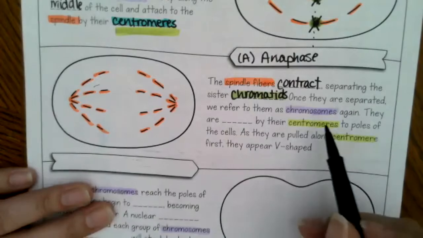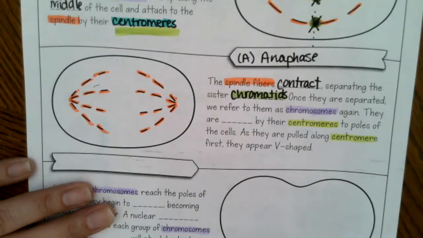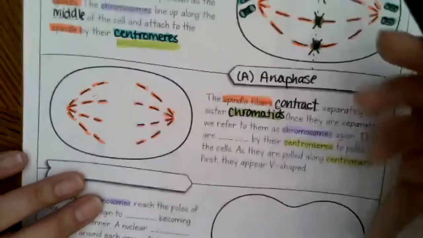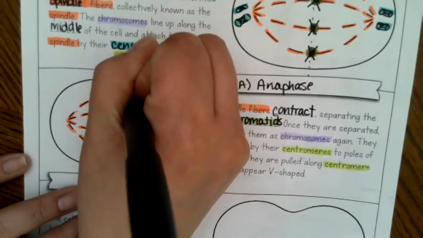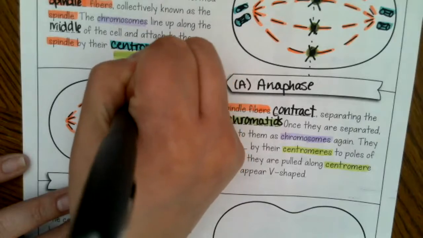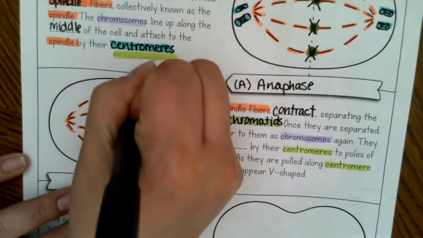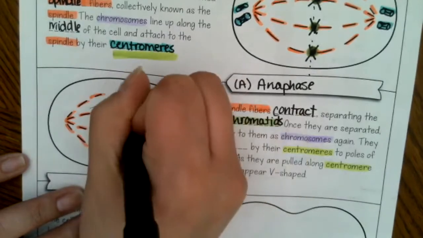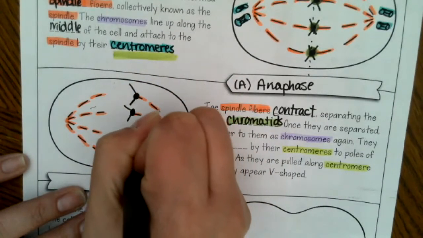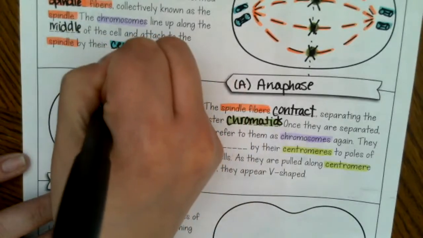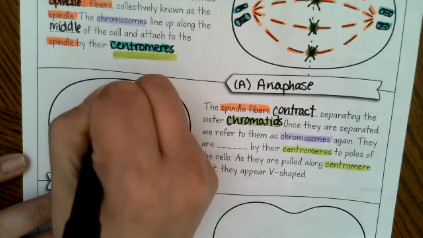All right, so once they are separated, we're going to refer to them as chromosomes again. Let's make sure that we're including that. So these guys are chromosomes here. And what we're basically going to have here is half of an X. What you guys are going to find out in a little bit is that these guys end up looking kind of V-shaped. Again, you'll see that in a second, but I'll make sure that I get those drawn in here.